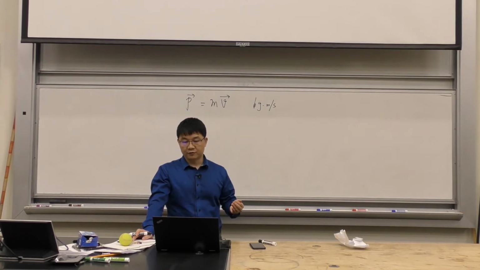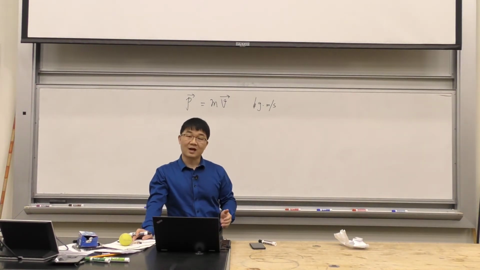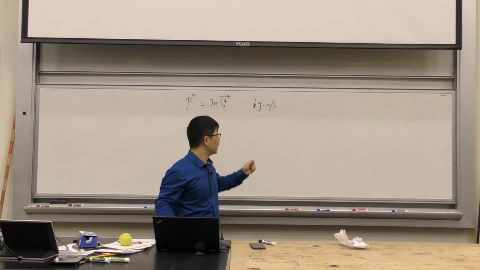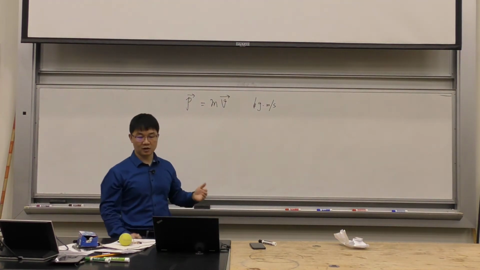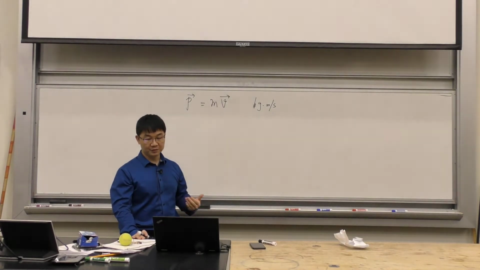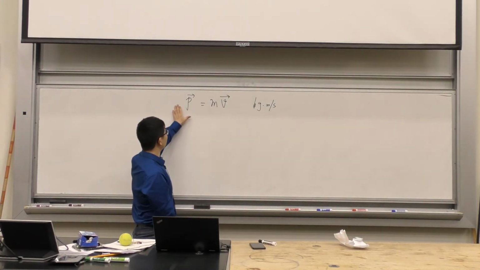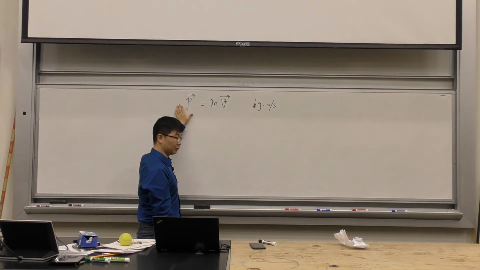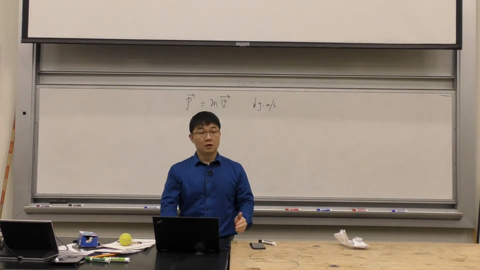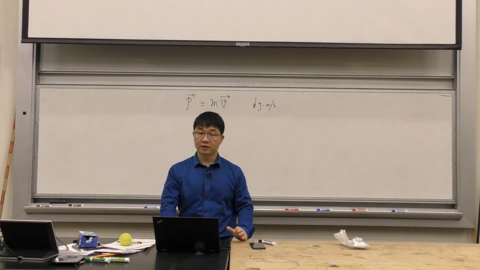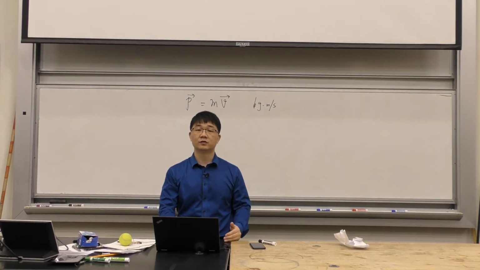But we should be careful with momentum, because it's defined as mass times velocity. Velocity is a vector, so momentum is also a vector. We use the symbol P for momentum. That's the symbol people usually use for momentum. So when you work with momentum, you should be very careful because it has direction. Every time you work with a vector, you should be extremely careful. You should always pay attention to its direction.